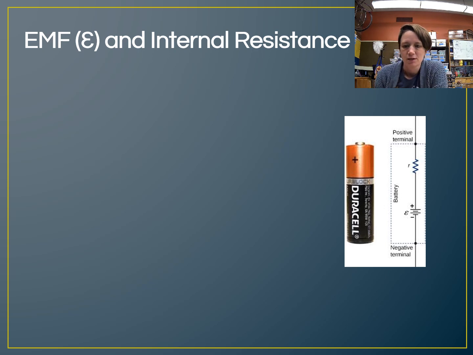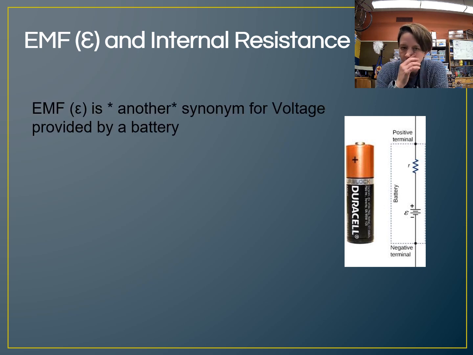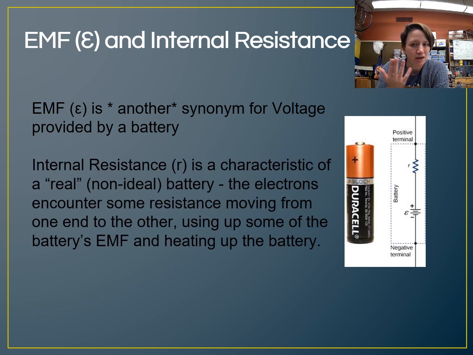Another concept that comes up on the AP test regularly is something known as EMF. EMF, sometimes labeled with this kind of cursive E, is just another synonym for the voltage provided by a battery. So I probably should have shared that when I defined the voltage variable earlier in the year. And another concept that pops up is something known as internal resistance.